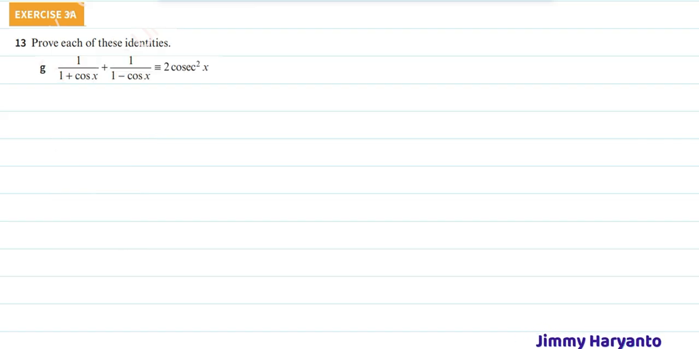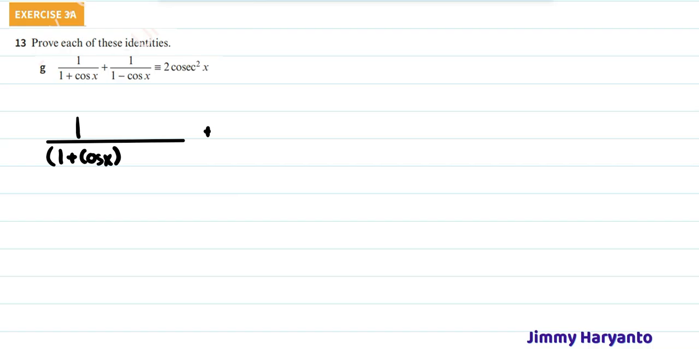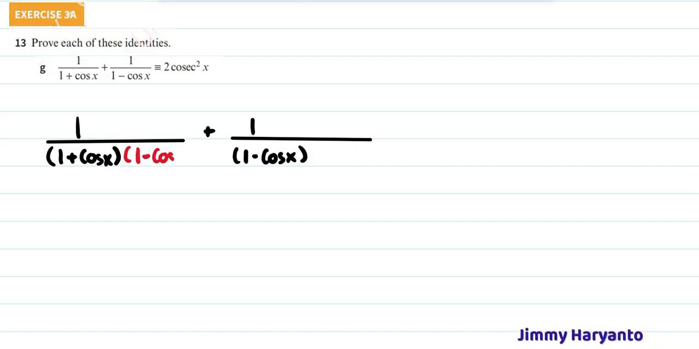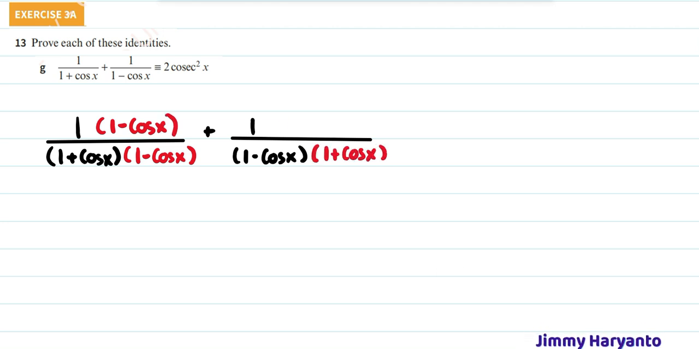Next is 13g. For 13g, I will make the denominator equal, so I have 1 plus cos x right here, and then for this one I have 1 minus cos x. That means I have to add 1 minus cos x right here, and then this one is 1 minus cos x also, and then I will have to add 1 plus cos x right there, and then this one will be 1 plus cos x also.